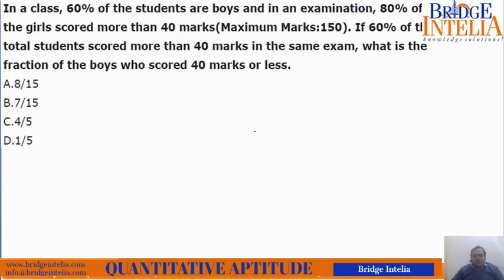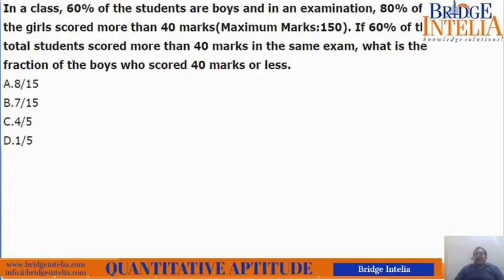Okay, now let's see this one. In a class, 60% of the students are boys, and in an examination, 80% of the girls scored more than 40 marks. Maximum marks is 150. If 60% of the total students scored more than 40 marks in the same exam, what is the fraction of boys who scored 40 marks or less?